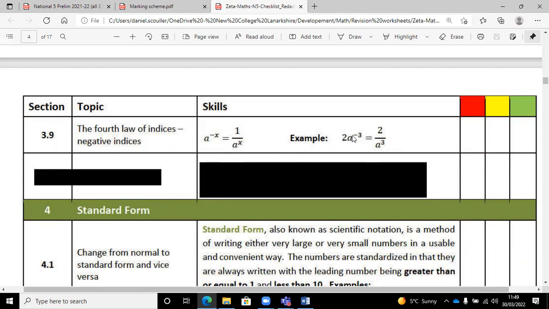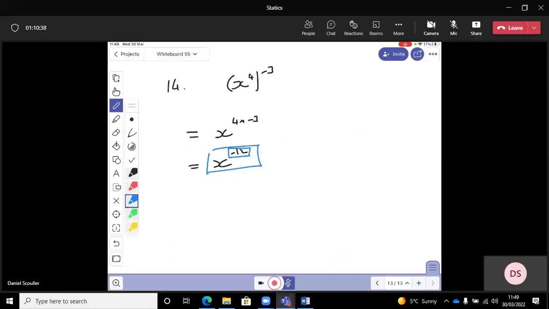Okay, so an example there, 2a to the negative 3. That a to the negative 3 can go in the bottom and become a positive power. The 2 stays in the top. Okay, we've got something like this, a to the minus x. The minus x goes to the bottom and becomes a positive power. Okay, so if we've got x to the minus 12, then to leave that in a positive power, we put that minus 12 to the bottom. That's it.